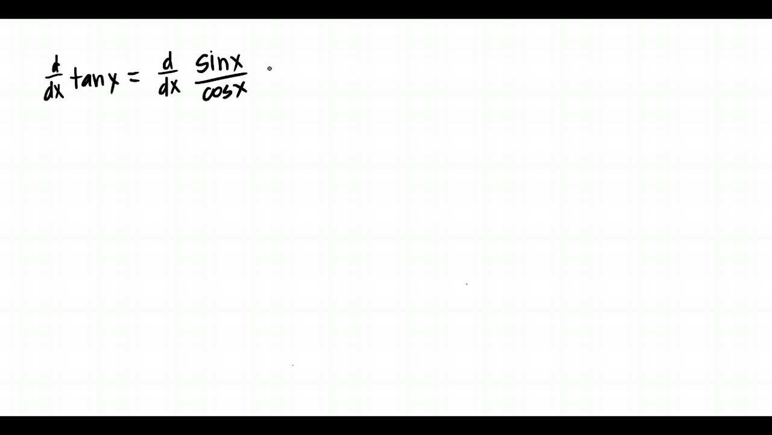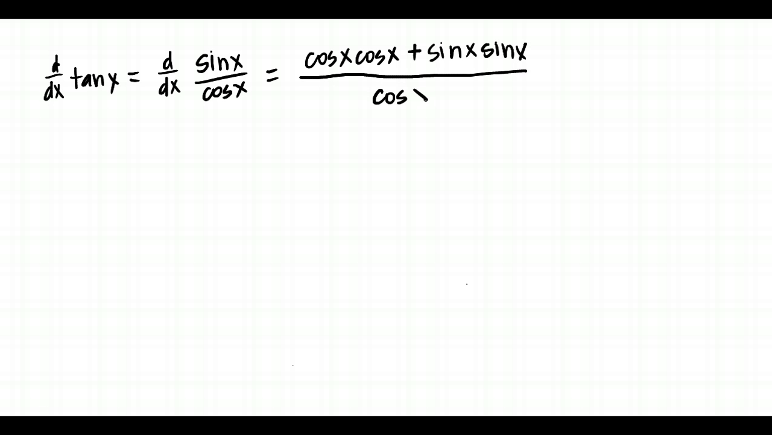Now that we have tangent written as a quotient, I can apply the quotient rule, which says low d high, so cosine x times the derivative of sine x. So you still have to know the derivative of cosine x and the derivative of sine x. So cosine x times cosine x minus, so we have low d high minus high d low. So the derivative of cosine x is negative sine x. So that would make this positive, and we have sine x all over low squared. So cosine x is a quantity squared.